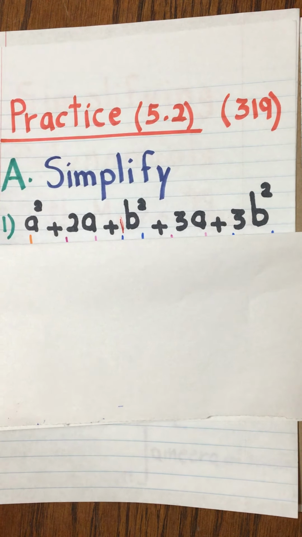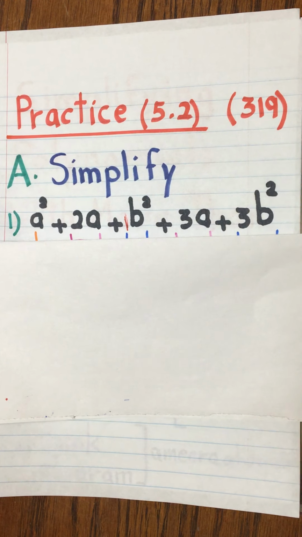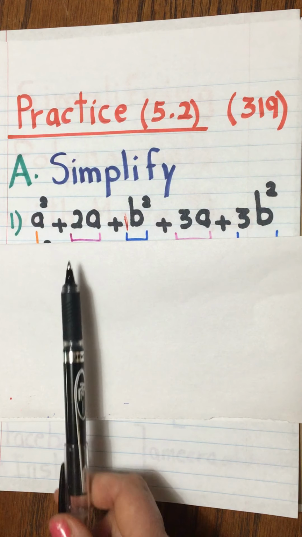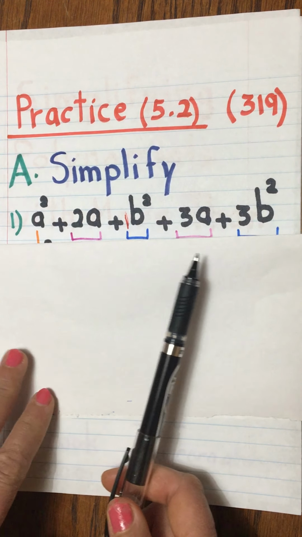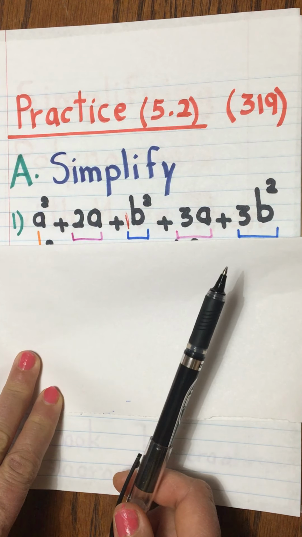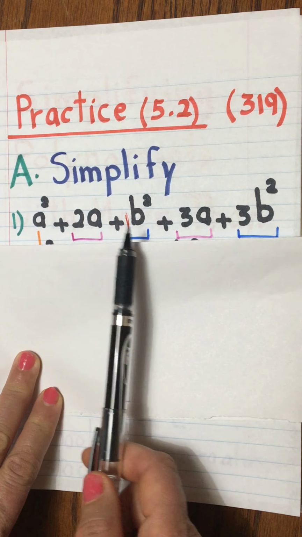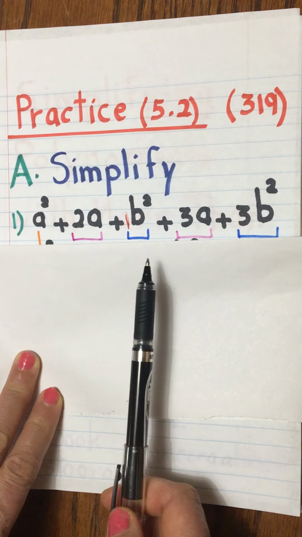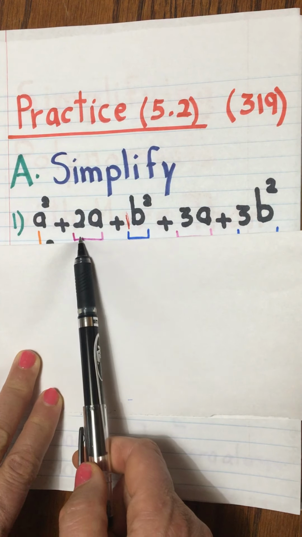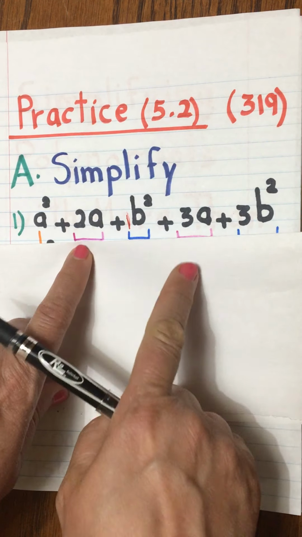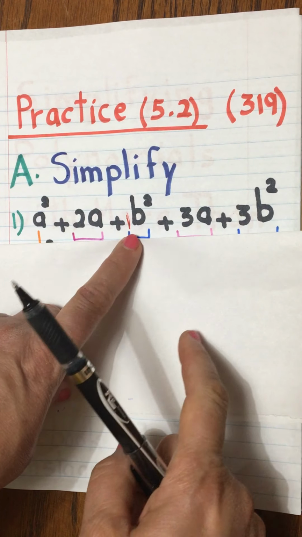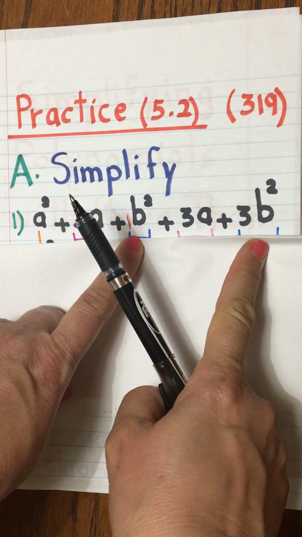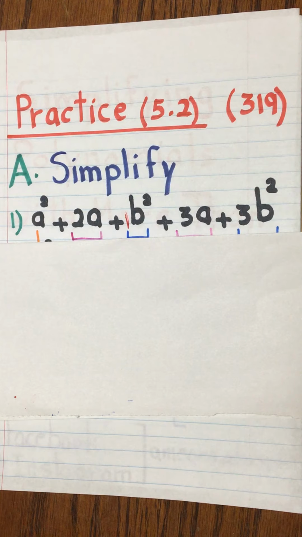Practice 5-2, simplify. A squared plus 2a plus b squared plus 3a plus 3b squared. I have 1, 2, 3, 4, 5 terms. A squared by itself, I have 2a and 3a, these are like terms. B squared and 3b squared are like terms too.